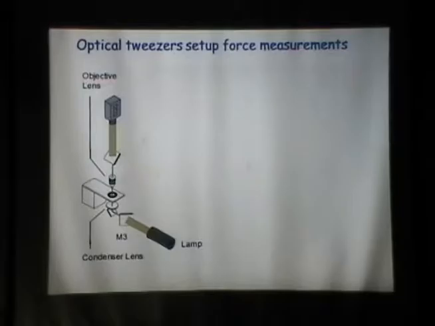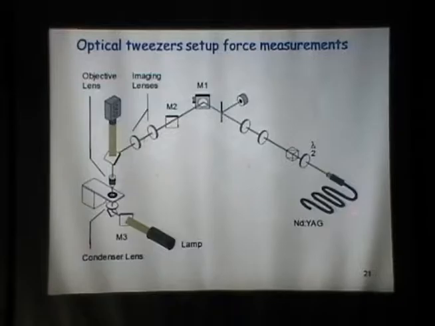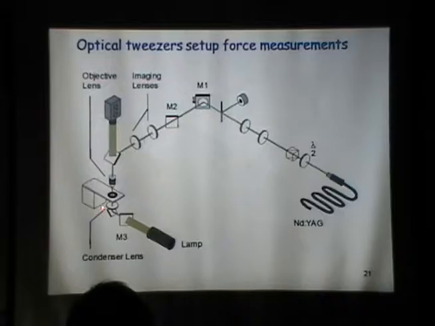Okay, so a typical setup for force measurement. I have my neodymium-YAG laser or infrared laser of some sort, whatever it needs to be. I have a set of mirrors and lenses here. I direct it to the microscope objective, and then I can look at the transmitted illumination in the microscope here, and I can have my CCD camera on top to be able to observe it.